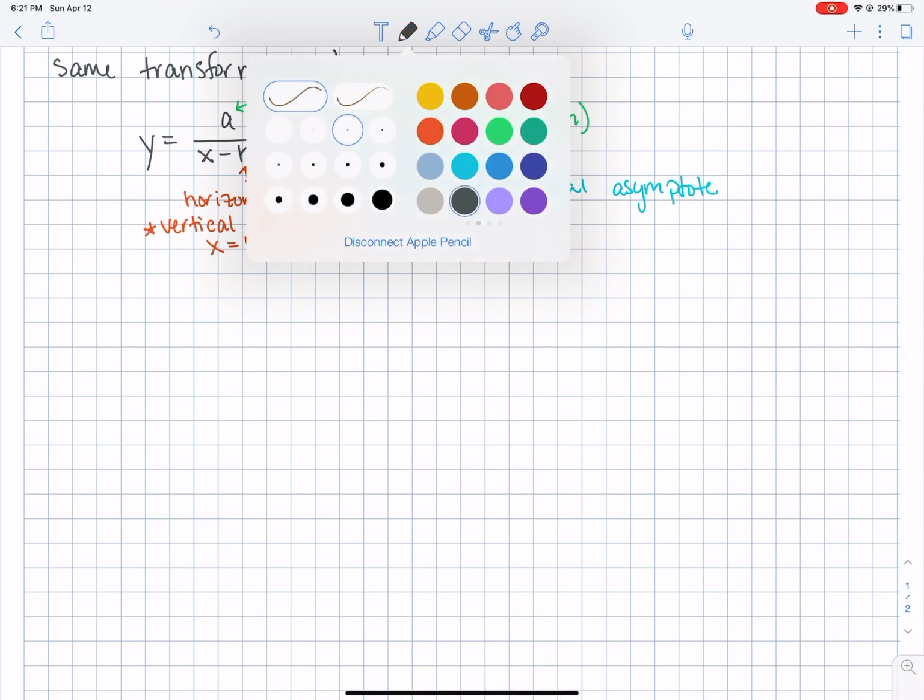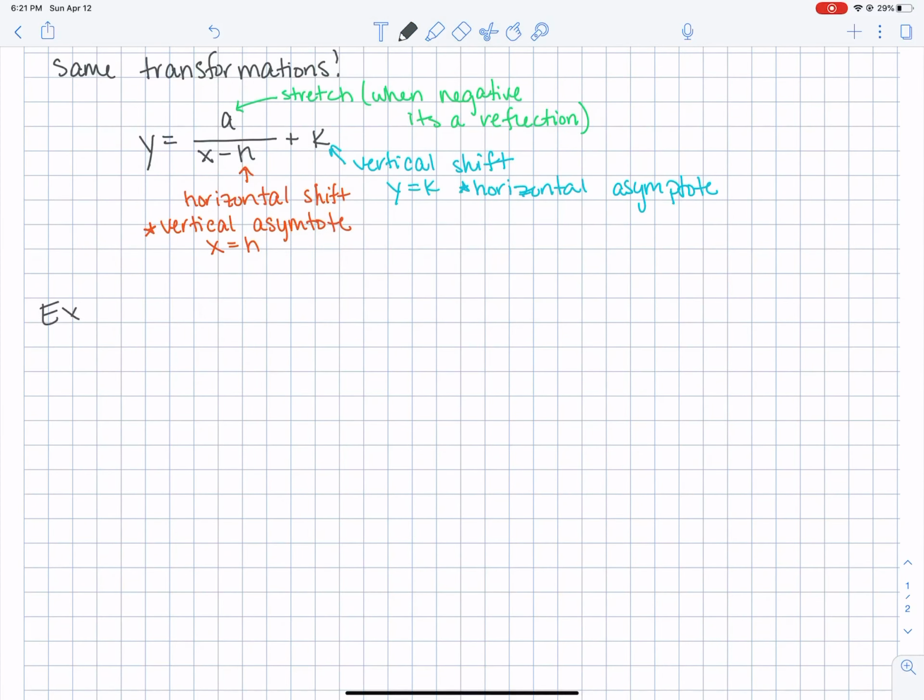So when I'm talking about this one, I'm going to say example 1, that we need to graph y equals 4 over x minus 3, plus 1. So we're going to graph this when we set up a set of axes here. I'm making mine pretty big because I want to make sure that we can see all of our shifts and everything on there. Okay, so I need to first set up my asymptotes.